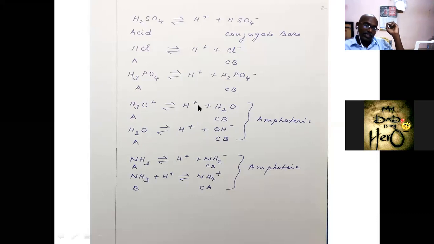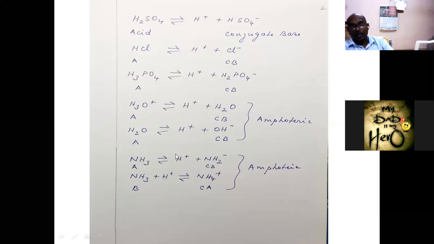Look here, in the previous equation, the H2O acts as the conjugate base. In the second equation, the H2O acts as the acid. Therefore, one single substance which can act as an acid and also act as a base is called an amphoteric substance. Amphibian-like. In zoology, amphibian means the animal which can exist both in water and on land. Similarly, a substance which can act as an acid and also act as a base, depending upon the situation, is called an amphoteric substance. Similarly, ammonia is also an amphoteric substance.